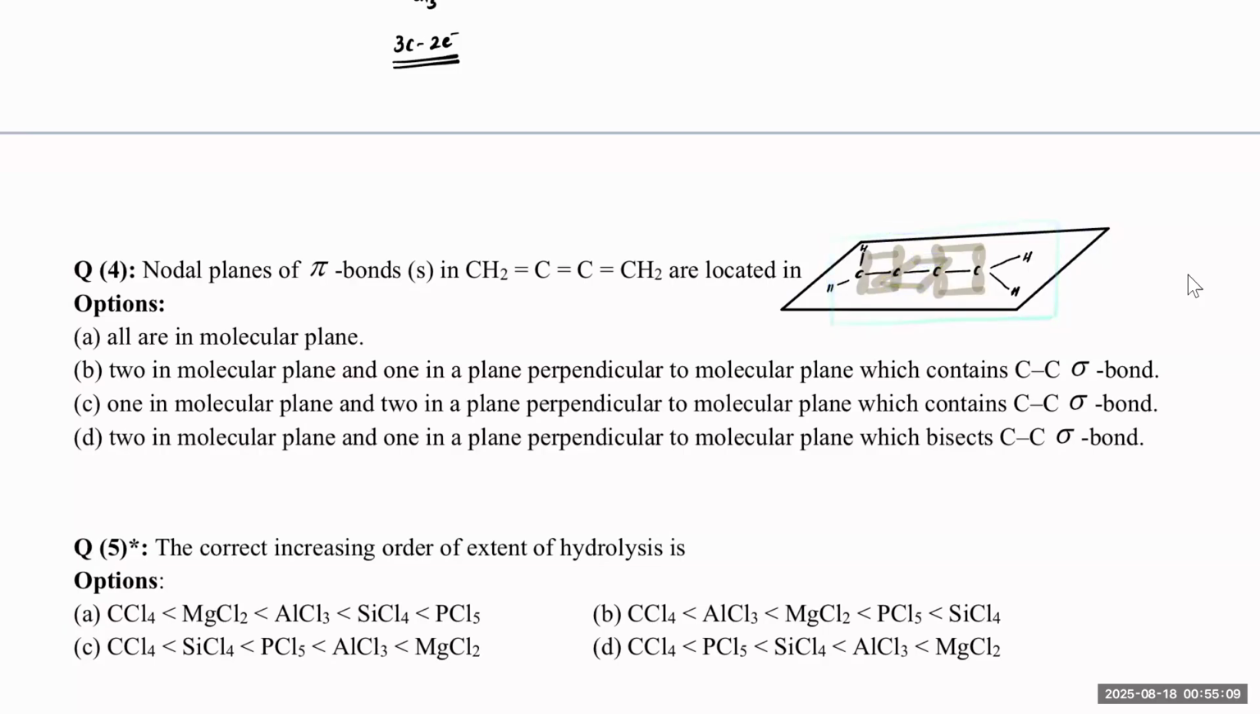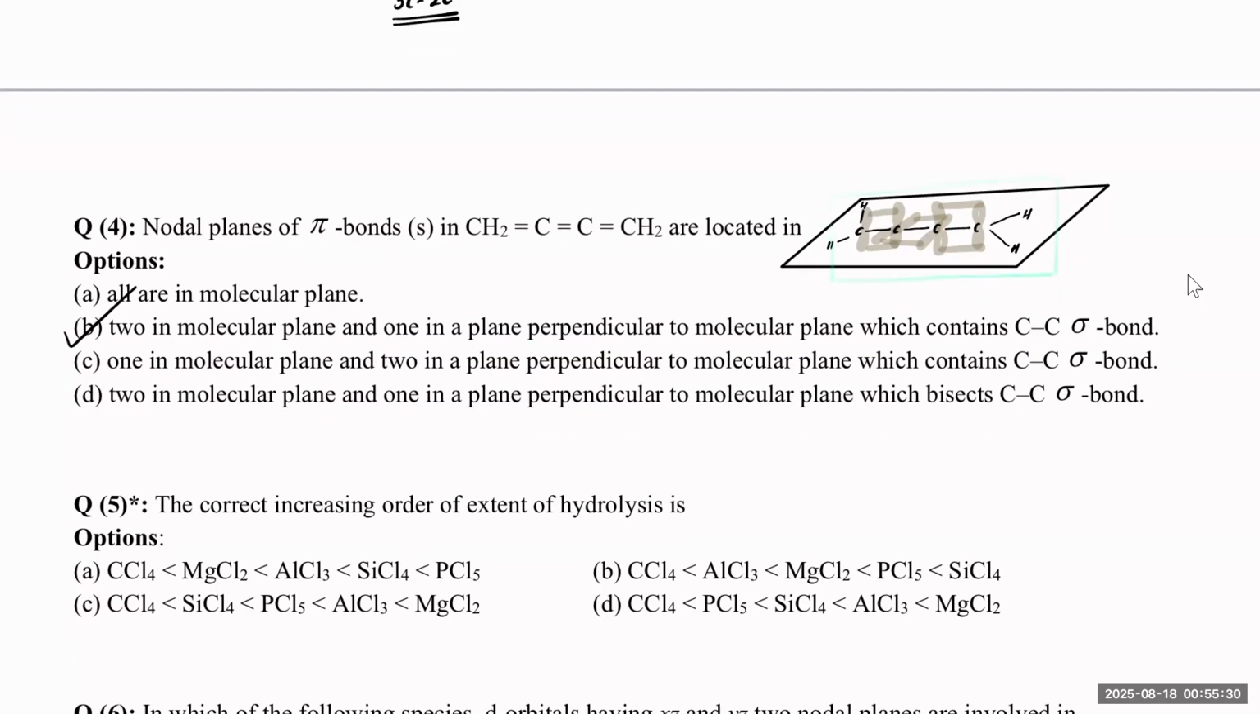Did you agree with that, everybody? So how many nodal planes, everyone? Maximum you can get only two nodal planes for the pi bonds. So one is perpendicular to the other. Now go with the options. All are in the molecular plane? No. Two are in the molecular plane and one is perpendicular to the molecular plane. That is correct. Make sense, everybody?